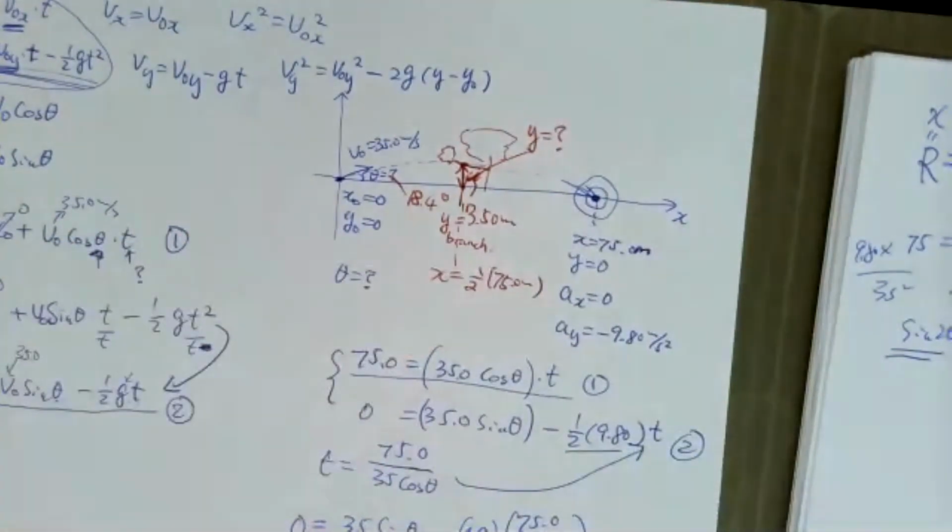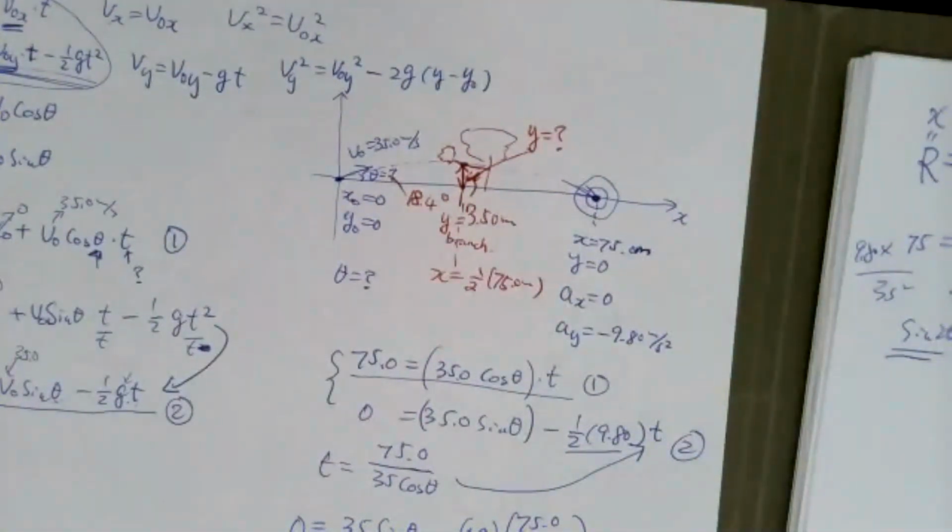Basically the problem is asking you to look for y and then compare your y with the 3.5, right? If your y is greater than 3.5, then the arrow goes above the branch. If y is less than 3.5, then the arrow goes below the branch, okay? So that's the problem here.